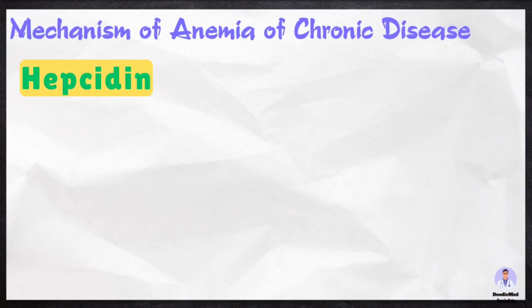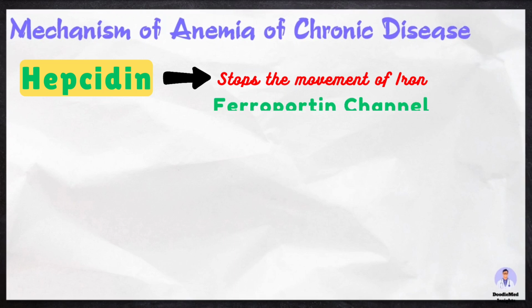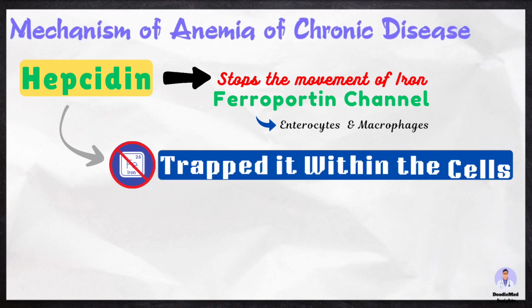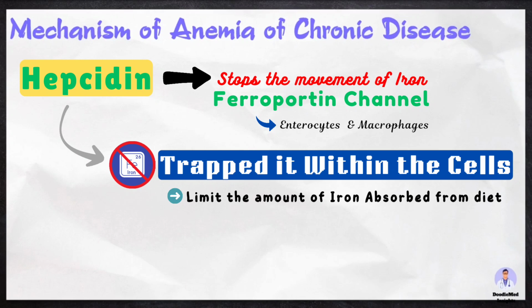Hepcidin is a protein that stops the movement of iron by latching onto a channel called ferroportin, found on the surfaces of certain cells like gut enterocytes and macrophages. When hepcidin binds to ferroportin, it blocks the export of iron, trapping it within the cells. This action limits the amount of iron absorbed from the diet by preventing its release into the bloodstream via enterocytes.